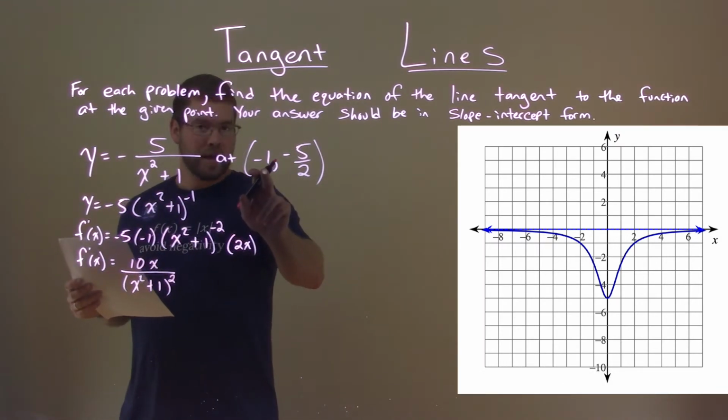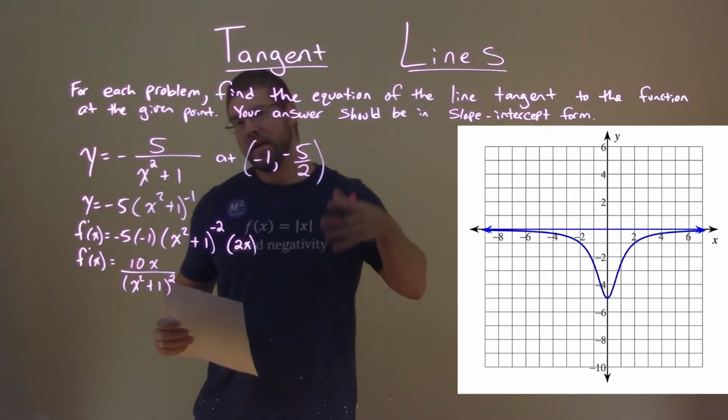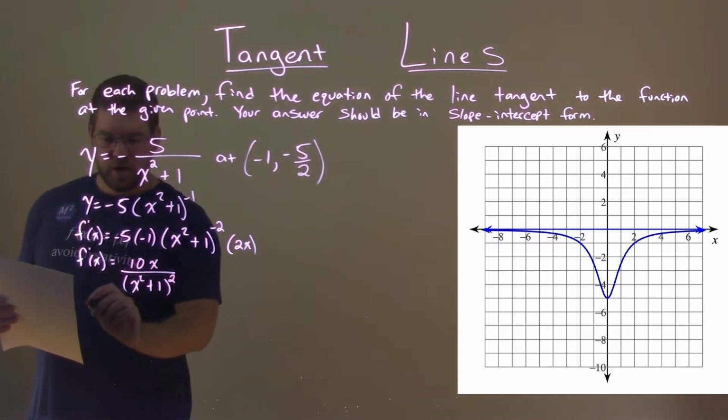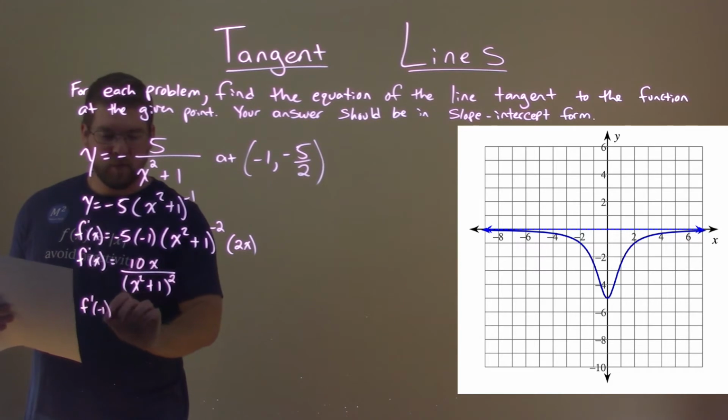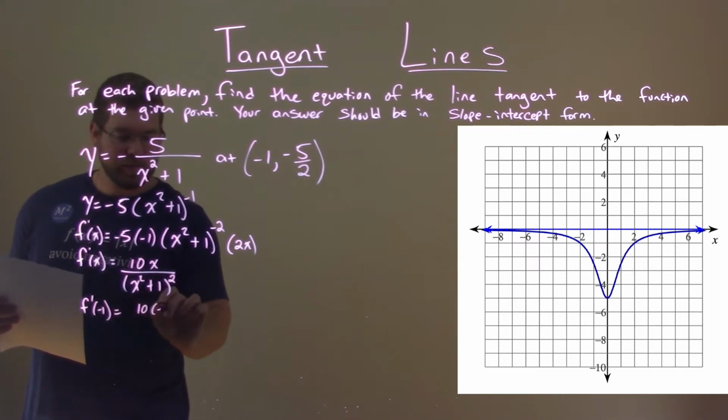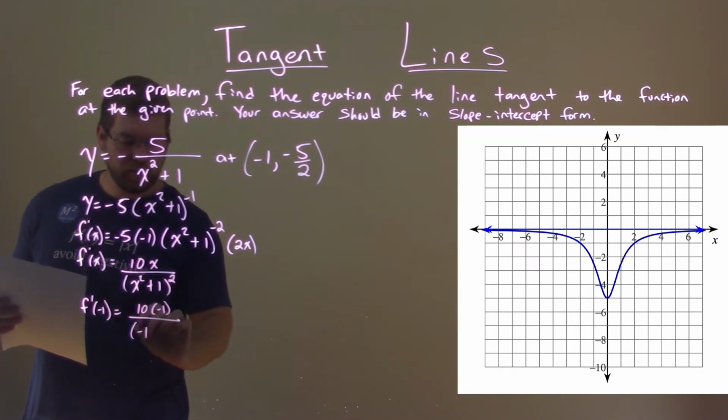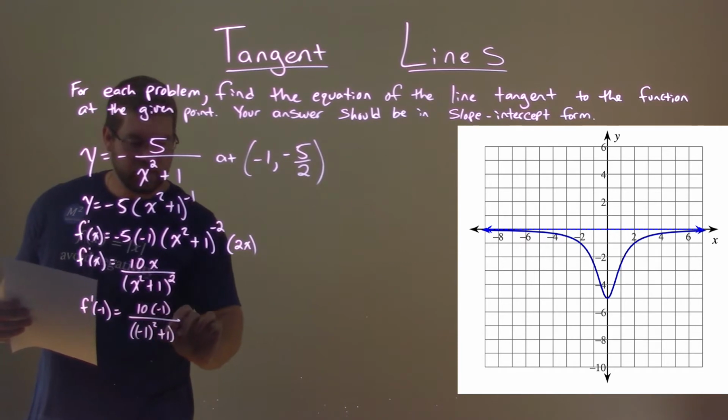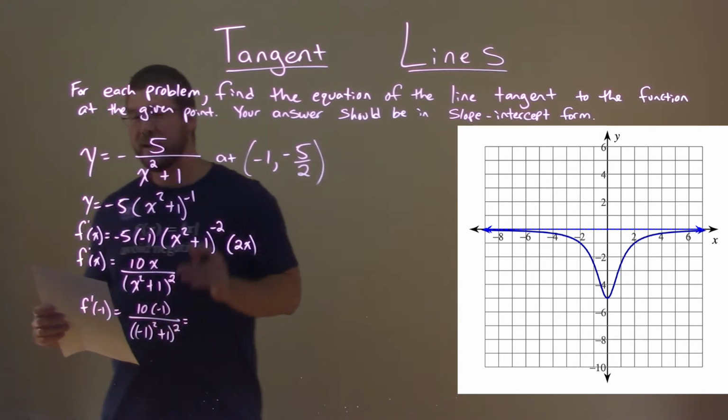So we have our derivative here, and what we want to do now is plug in our negative 1, our x value, in for this to find the slope at that x value. So we have f prime of negative 1 is equal to 10 times negative 1 over negative 1 squared plus 1, all squared. What does that come out to be?